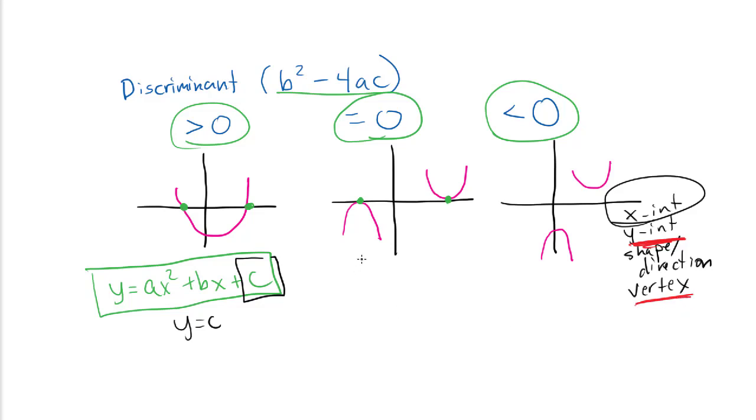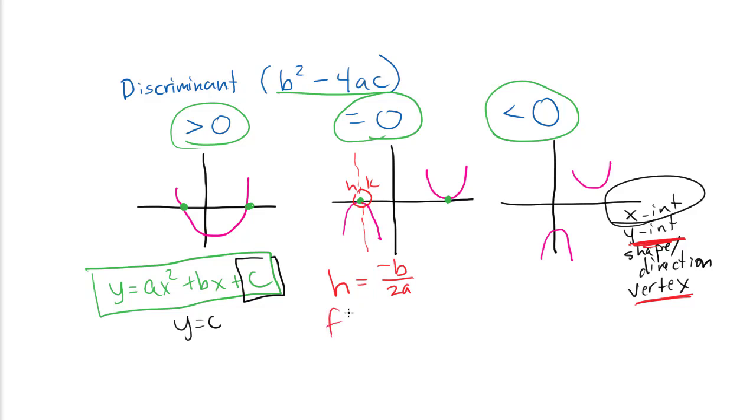The vertex, if we called that h comma k for that vertex point, which is the minimum or maximum point that lies on the axis of symmetry, that midpoint of the parabola, we know the h value, that is the x value of that vertex, is minus b over 2a. It's that first term of the quadratic equation. So I can use that to figure out my vertex h value.